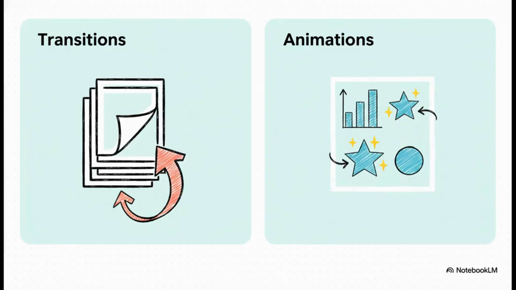Now, the first and most important thing to understand is the difference between transitions and animations. They sound very similar, but their jobs are completely different. The easiest way to remember is this. Transitions are for the whole slide. Think of it like turning a page in a book, you see? But animations happen for the individual things on the slide. Your text, your pictures, your charts.